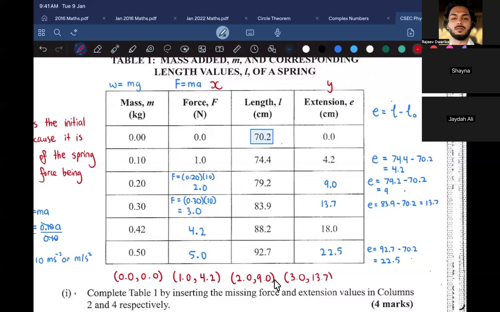Continue. 3.0 and 13.7. Right? 4.0 and 18.0. And the last one is 5.0 and 22.5.